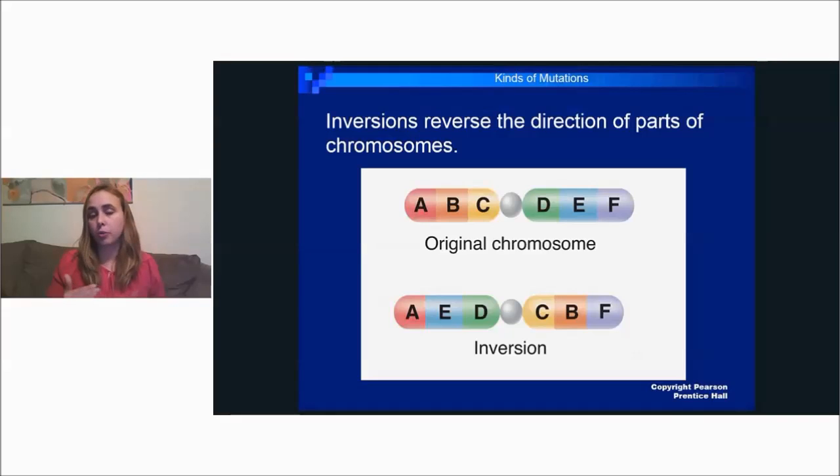You should notice that the original chromosome and the chromosome after the inversion are the same length. Whereas with the deletion, after the deletion it's shorter, and with the duplication, after the duplication, the new chromosome is larger. With an inversion, they're the same length because you're just taking out that one chunk and flipping it. So there's the same amount of information there. Now it's just in a different order.